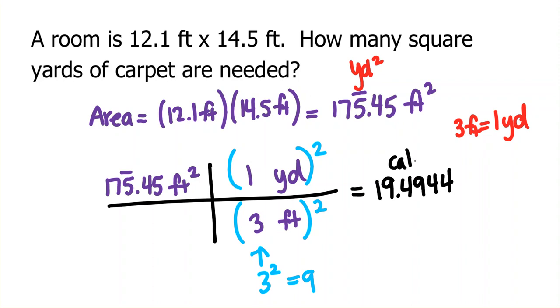Okay, this is what my calculator gives me. And again, I'm going to look at sig figs. These numbers are exact because this is exact by definition. And so I'm going to go back to having 3 sig figs in this number. So for this one, I'm going to have 19.5, and the units will be square yards.